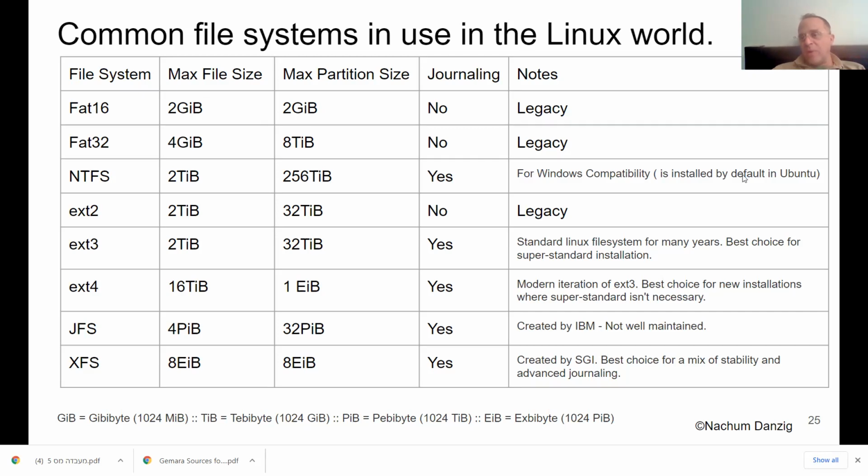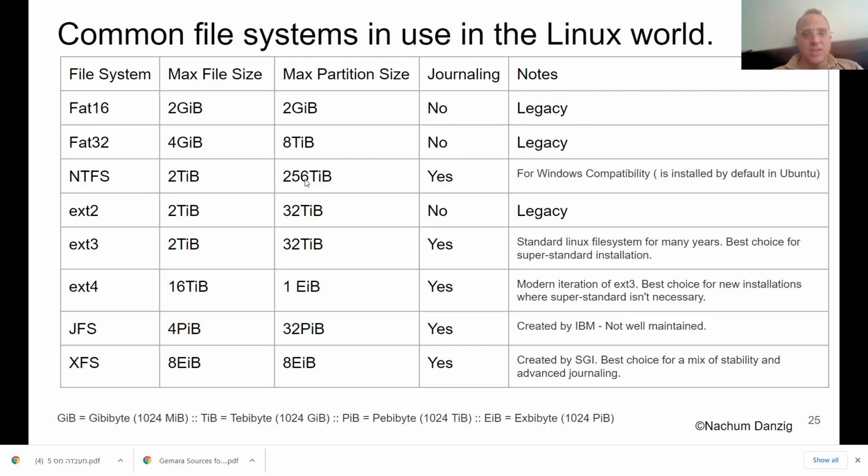It is installed by default in Ubuntu. Now, this type of file system allows you to also work on Windows. See, some of these don't. Legacy is a code word for no longer used, but it exists just to deal with what used to be in the past. But NTFS is pretty common, and this allows you a partition of what we would call terabytes. Here it says tebibyte. So this allows you only 256 terabytes.